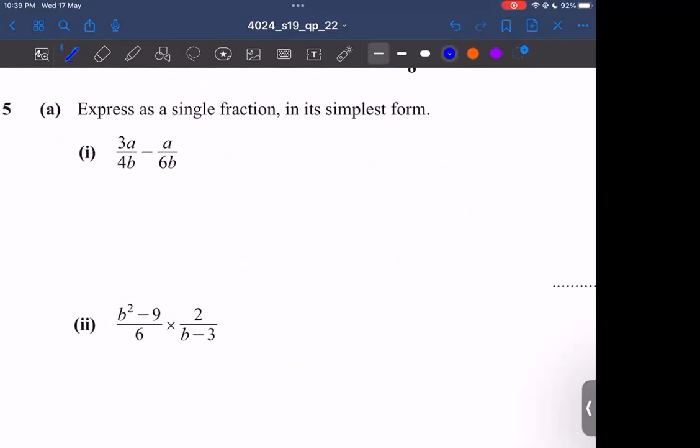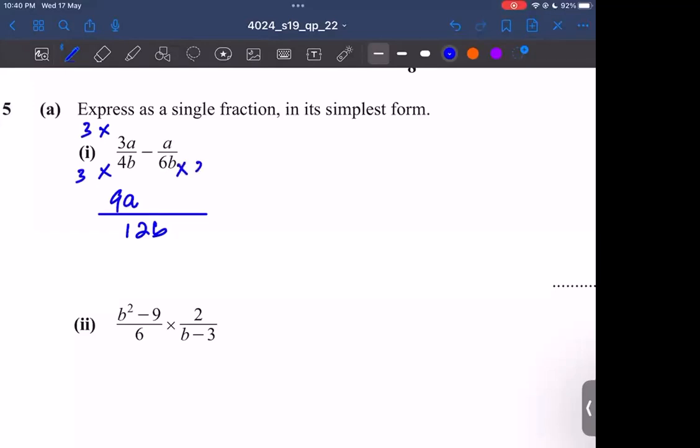So what is the LCM of 4 and 6 over here? The LCM of 4 and 6 is 12. B is common, so I'm going to write b as it is. No b square, just b. You can ask yourself what to multiply with 4b to get 12b. So it is going to be 3 over here. So I'm going to multiply the numerator with the 3. It becomes 9a.